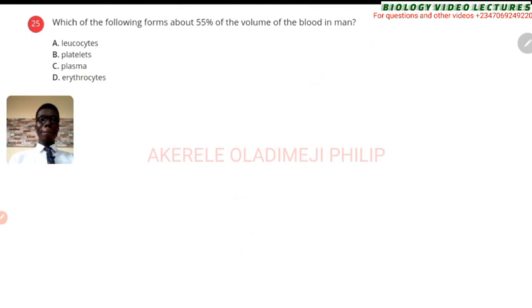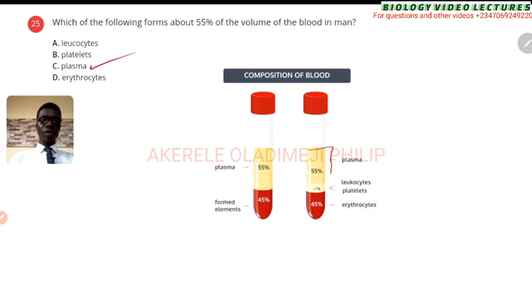Which of the following forms about 55% of the volume of blood in humans? You don't want to forget, because I just showed you not long ago. That is formed by plasma. In case you've forgotten, see it here. Plasma is 55% of the blood, while red blood cells form 45%, and the remaining percentage is formed by leukocytes and platelets.